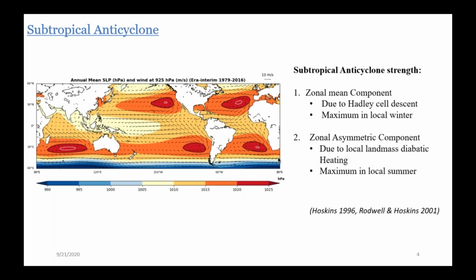However, there is a zonal asymmetric component which comes from the local landmass diabatic heating. So basically, the more heating over the land and longwave cooling over the eastern flank of the ocean creates warm air rising over the land and descending over the ocean, and creates a local Walker circulation type of circulation, which is maximum in local summer, obviously, because the summer hemisphere receives more radiation. So the local thermal contrast creates a local, asymmetric component of the subtropical anticyclone.